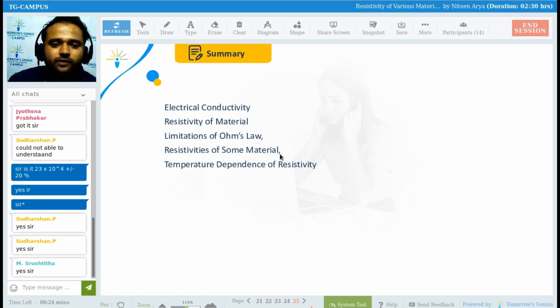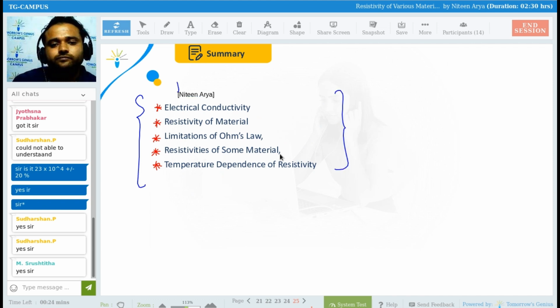So this is the summary of the class. In this class, we covered electrical conductivity, resistivity, limitations, resistance of a material, resistivity of a material, and temperature dependence. Each of these is important for boards as well as for your JEE classes and courses.